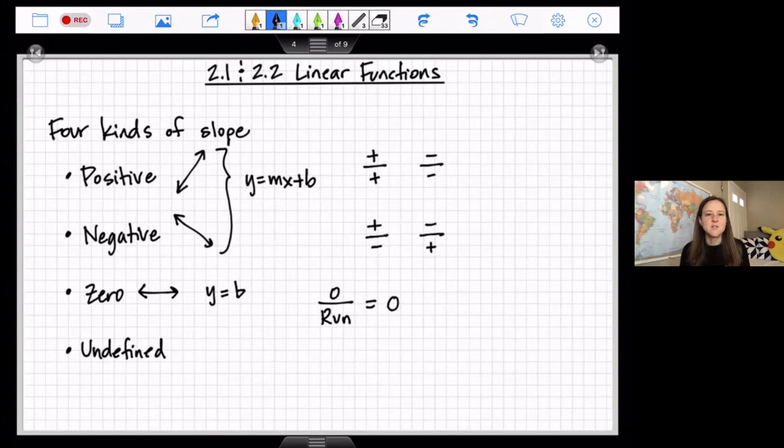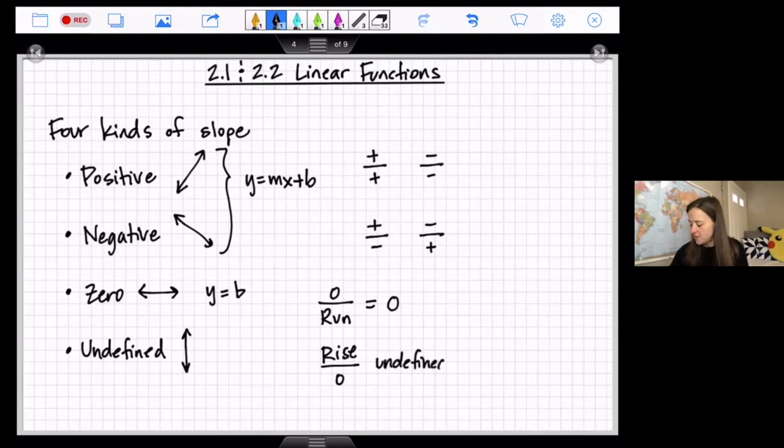Our last case is an undefined slope, and this is going to correspond to a vertical line. And this is going to be a line that's all rise and no run. So when you do that rise over run calculation, you get rise over nothing. You can't divide by 0. So this slope is undefined or doesn't exist.